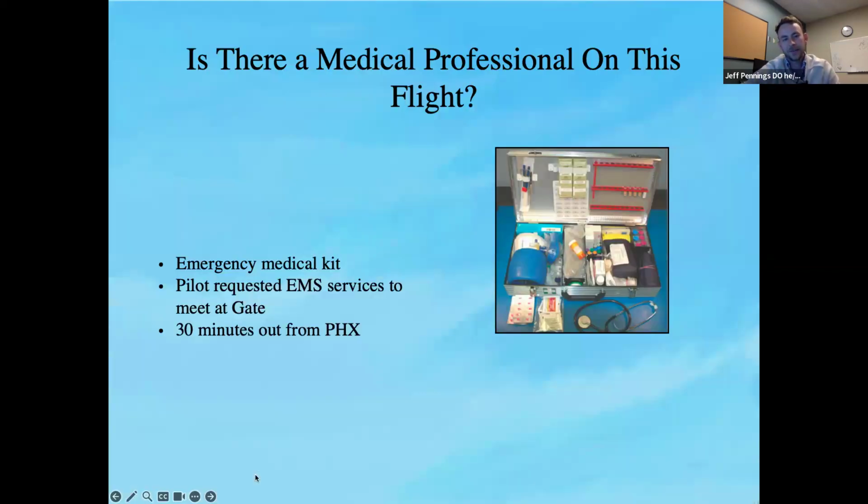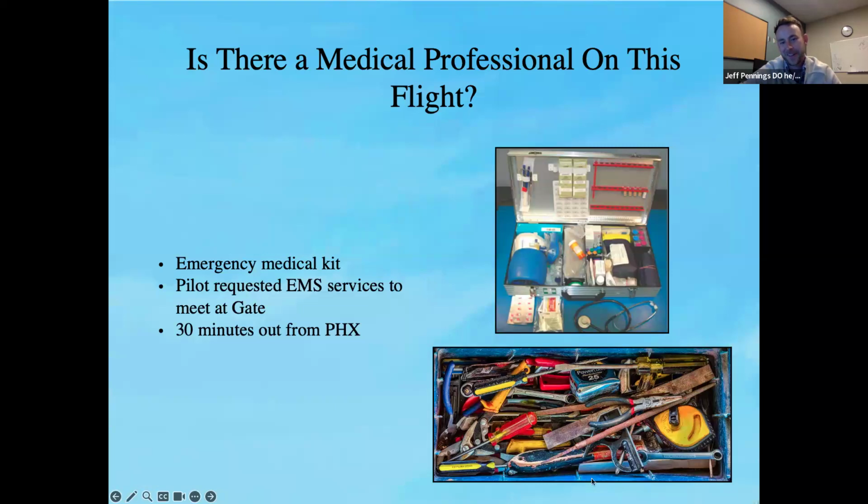And then in terms of medical kits, this is what I expected to find when I asked the flight attendant to grab the emergency medical kit. In reality, it looked more like this. Airlines are getting better about this because there's more legislation coming out. But I felt like I got this duffel bag of random medications and medical supplies that was just all over the place.